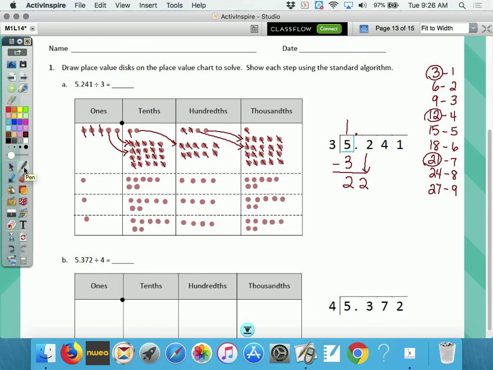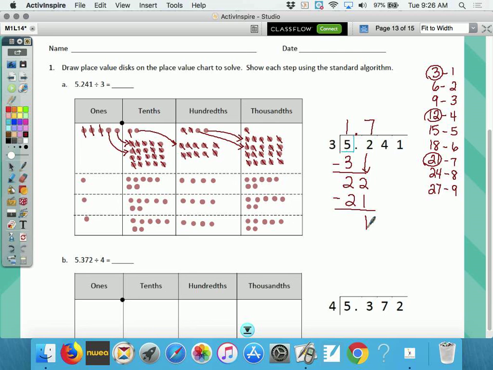Okay, so 22, what did we circle? 21. So how many will be in each group? 7. What number do I subtract? 21. Bring down the 4.